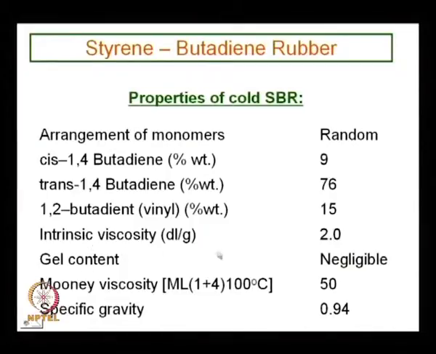Then intrinsic viscosity, gel content, Mooney viscosity. What is Mooney viscosity? Mooney viscosity is the viscosity of a rubber, which you can measure for the raw rubbery polymer before compounding. After compounding, prior to vulcanization, you can also measure the viscosity, because this viscosity can tell you at what temperature and at what machine speed, that is RPM, revolutions per minute, you have to run the machine to get a rubber compound in a reasonable length of time.